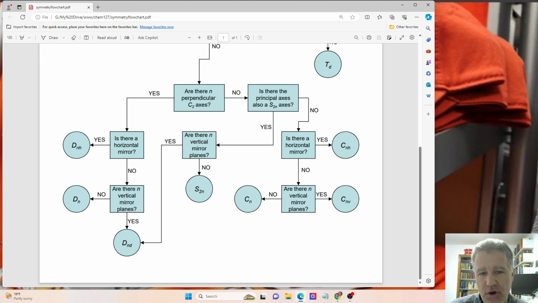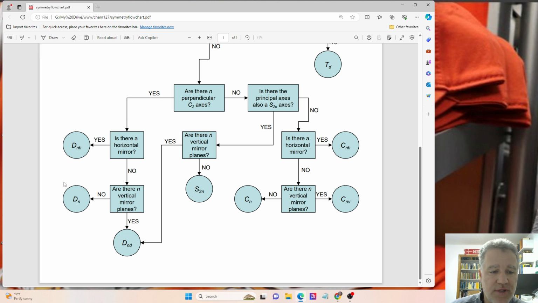Now, if we answer no to that, we end up over here in the C groups. These are of mid-level symmetry, more symmetry than the totally non-symmetric C1, CS, and CI, and much less symmetry than the high symmetry groups.